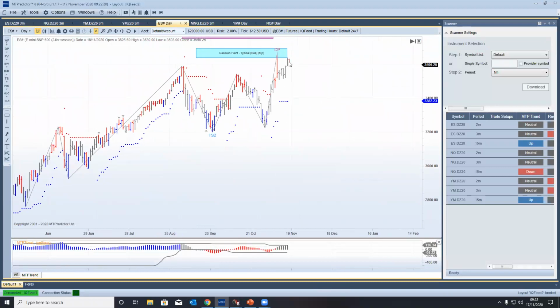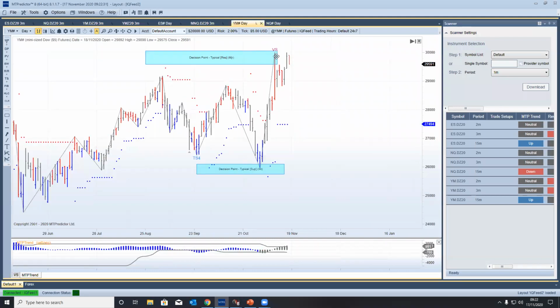I mean, this is what we want. We want basically the market to come in here today and start to reverse back down again. If it doesn't, well, then we could be on for a rally up to new highs. Similar position with the YM. There we are at DP resistance up there.